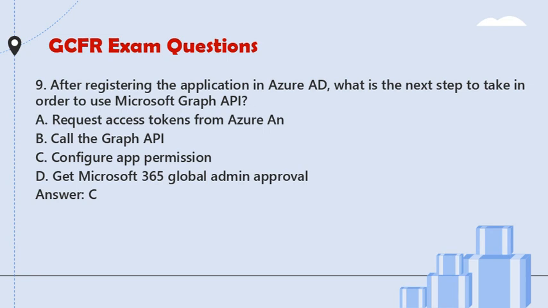9. After registering the application in Azure AD, what is the next step to take in order to use Microsoft Graph API? A. Request access tokens from Azure. B. Call the Graph API. C. Configure app permission. D. Get Microsoft 365 Global Admin approval. Answer: C.